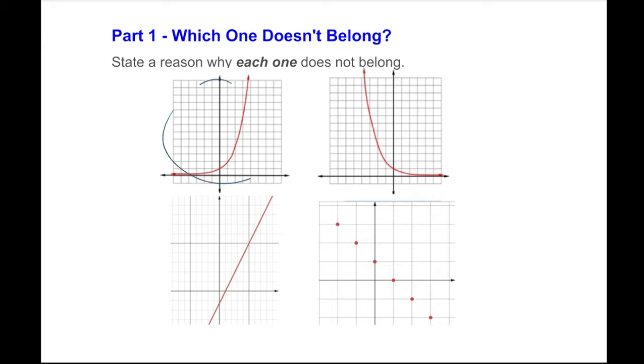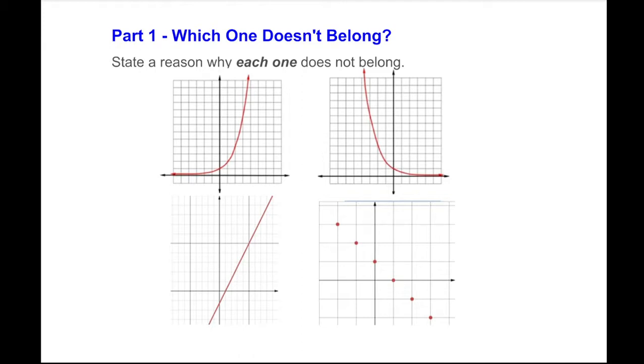If we're looking at the first one up here in the top left, why does this one not belong? Well, you could say it's the only one that's increasing at a non-constant rate, right? So we can see that the second graph is decreasing, the third one is increasing, but it's increasing at a constant rate, and the fourth one is decreasing at a constant rate. So it's the only upward curving graph or relationship.